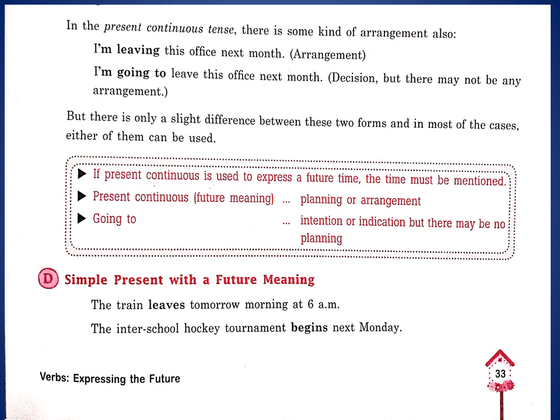Simple present with a future meaning. Now you have seen the present continuous with the future meaning. Now you get the simple present with the future meaning. The train leaves tomorrow morning at 6 a.m. Time is very important. Time is to be given in the sentences. The inter-school hockey tournament begins next Monday. Time: next Monday. Remember this. Simple present can also be used with future meaning.